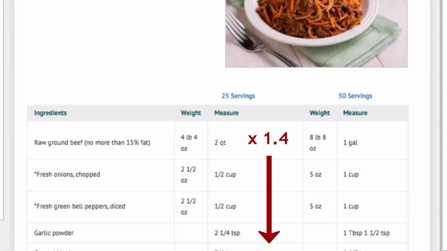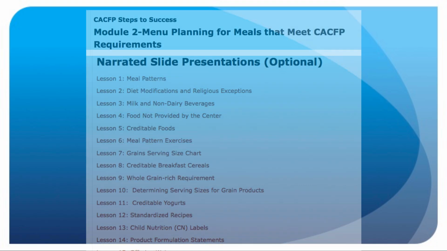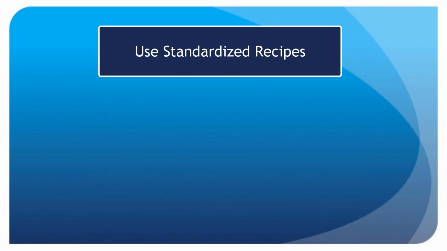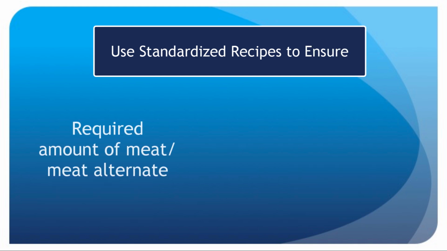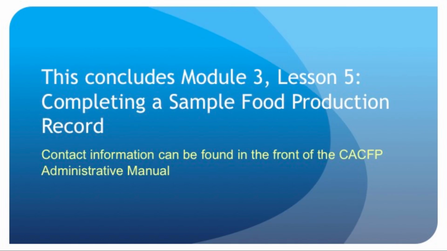When prepared, each ingredient in the recipe for 25 must be multiplied by 1.4. Module 2, Lesson 12 provides additional information on how to adjust the amount to prepare when using standardized recipes so it matches the number to be served in your operation. It is recommended to always use USDA standardized recipes, but it is especially important for mixed dishes such as macaroni and cheese or tuna and noodles to ensure participants receive the required amount of meat or meat alternate and not too much grain. This concludes Lesson 5.